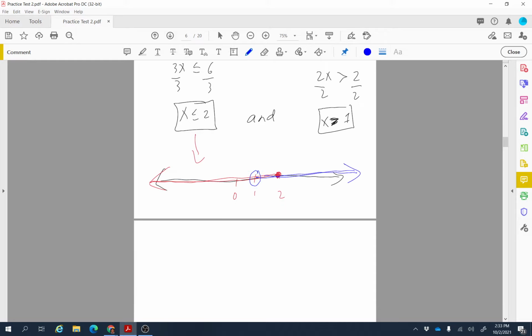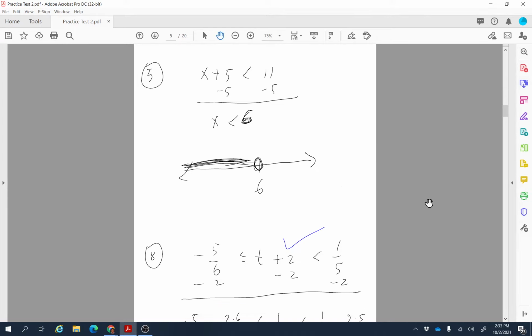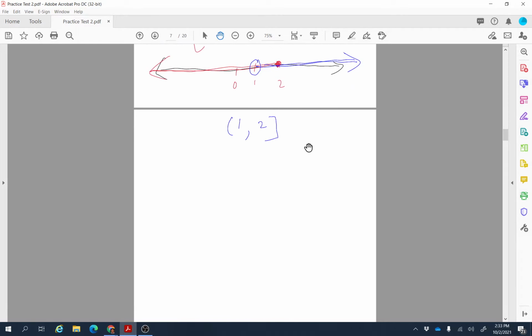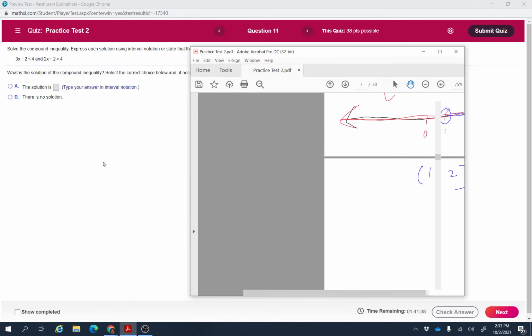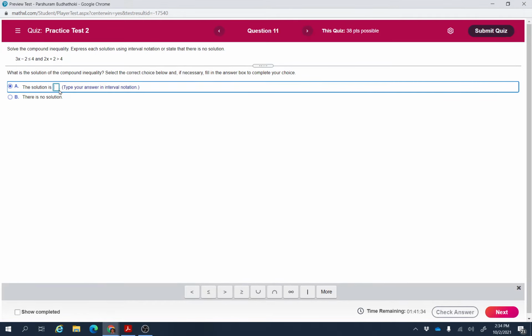So whenever you see blue and then red together, that's your answer because of this "and." You can see that starting from 1 but not including 1, the blue and red both go up to 2, including 2. So this would be our answer, 1 comma 2. So the answer is not including 1 but including 2.